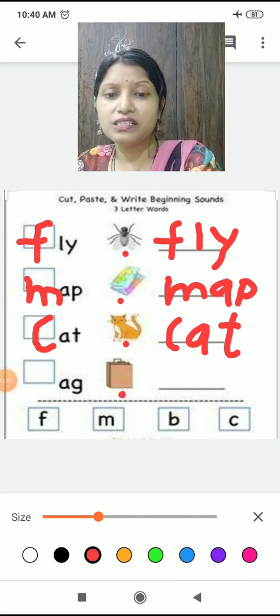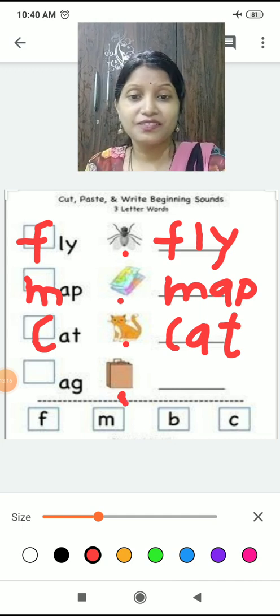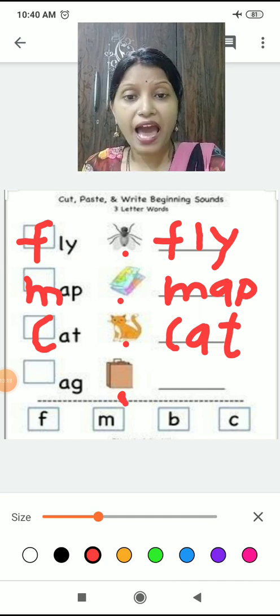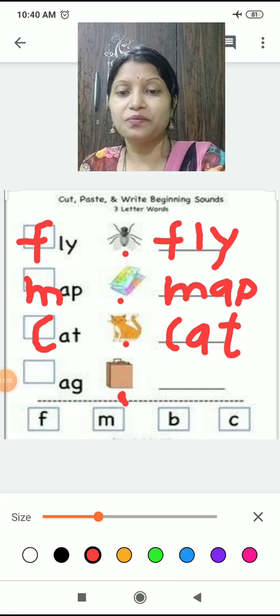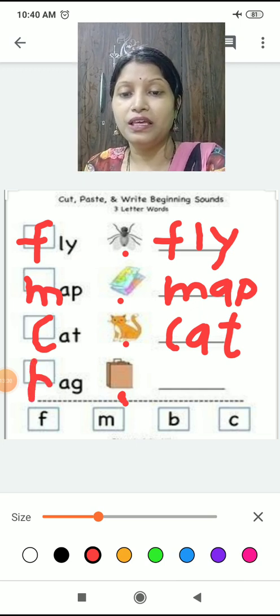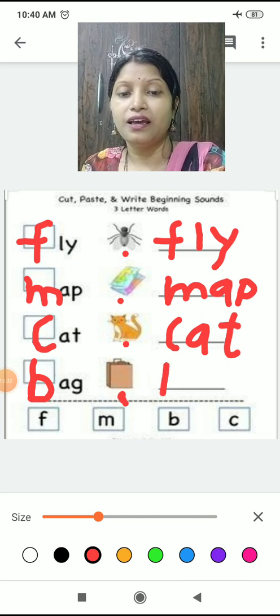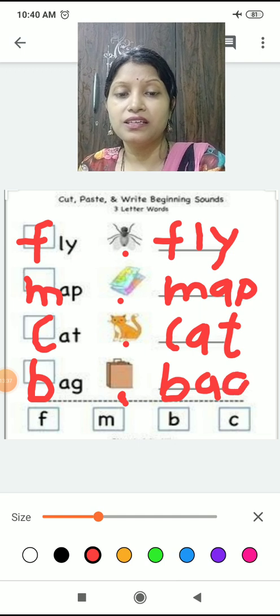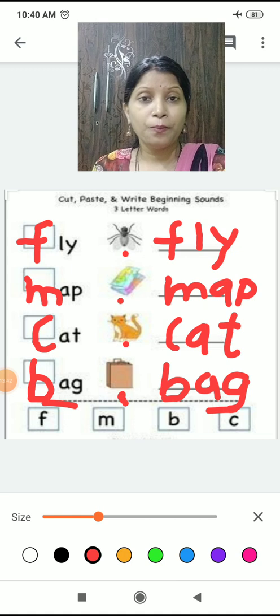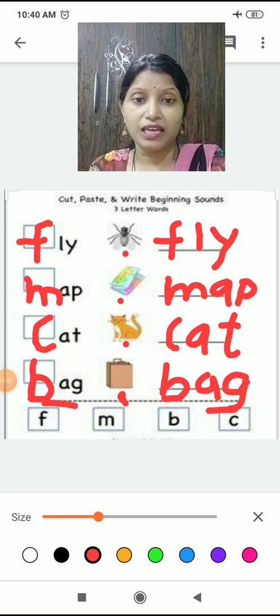Now what is it, children? Bag. So B. B means B. Write down the word B A G. Bag. B A G. Bag. Read with me. B A G. Bag. Okay. Shall we recall it?